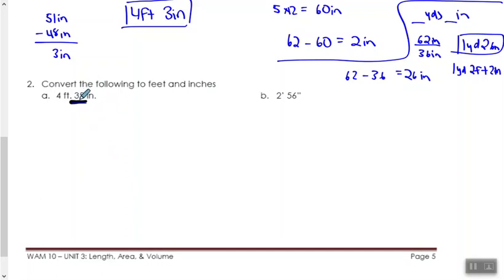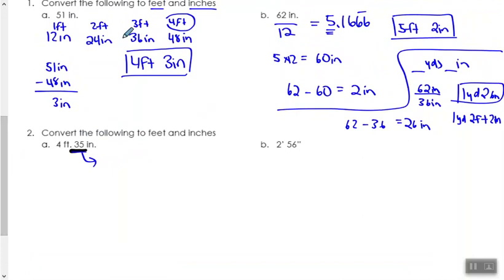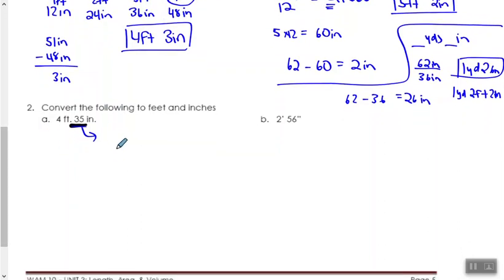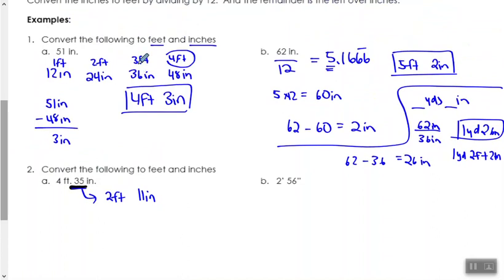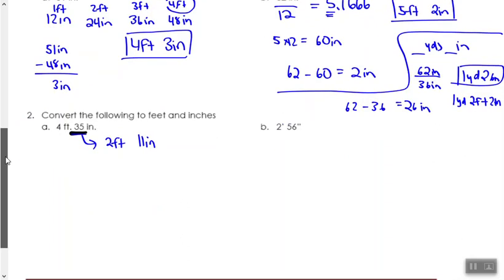So 4 feet, 35 inches, I need to turn that 35 inches into feet and inches. So turning that 35 inches into feet and inches, I could do 35 divided by 12, or I could sneak back up here. Well, it's going to be more than 1 foot, it's more than 2 feet, but it is not quite 3 feet. So 3 feet would be 36 inches, and it is 1 inch short. So I know that this is actually going to be 2 feet and 11 inches left over, because it's that 1 inch short of that 36.